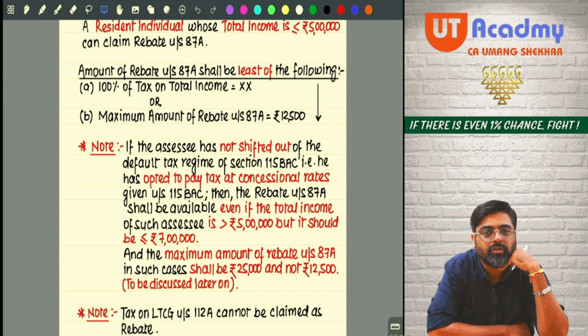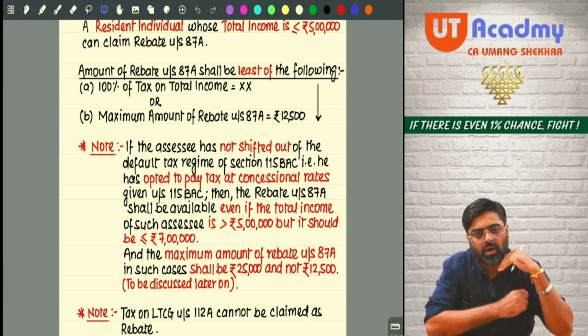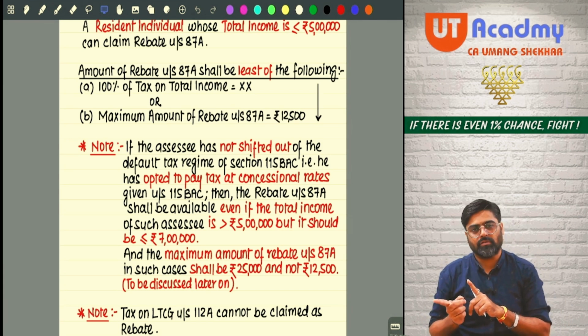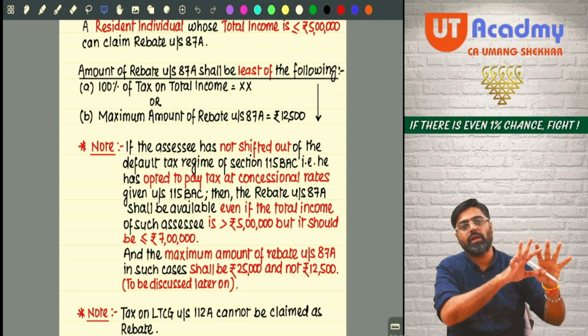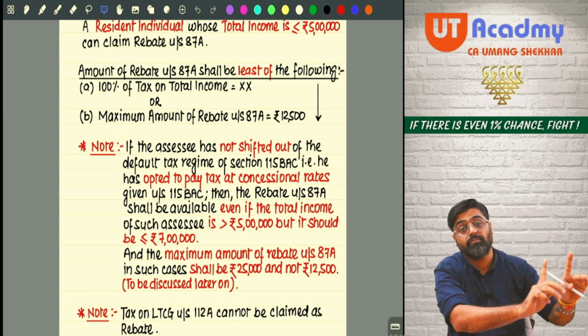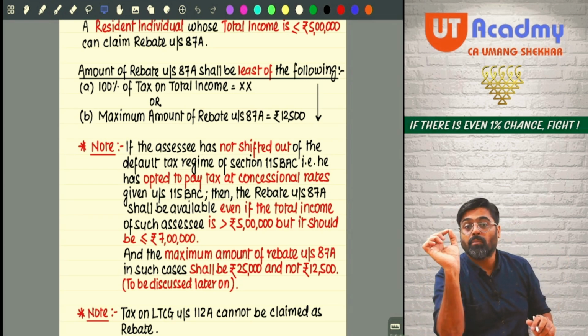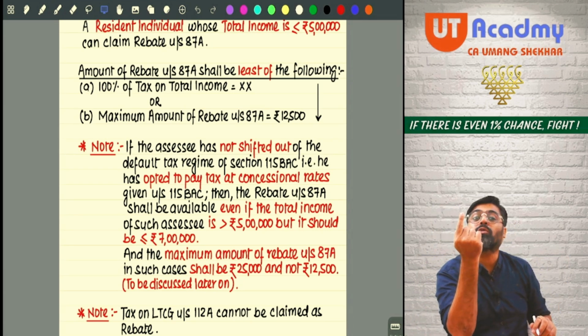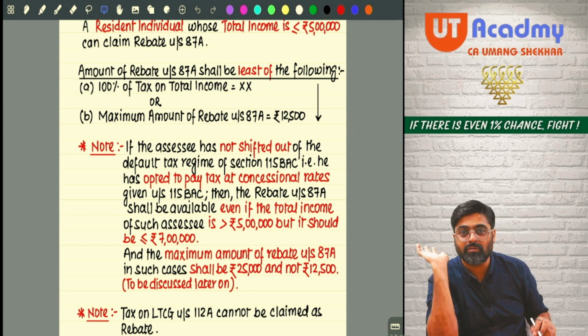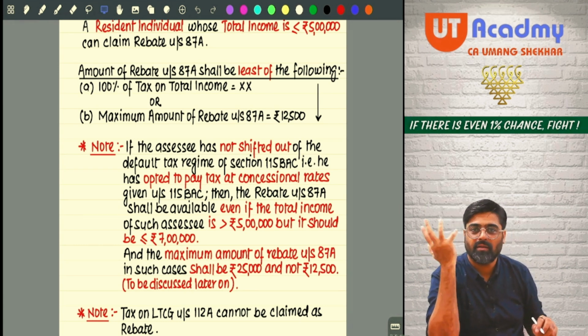Total income crosses 5 lakh. No, your total income, are you an individual? Yes. Resident? Yes. Your total income should be 5 lakhs maximum or less than that. Only then you will get rebate. The moment your total income becomes 1 rupee higher than 5 lakhs, forget about rebate. You will not get any rebate.